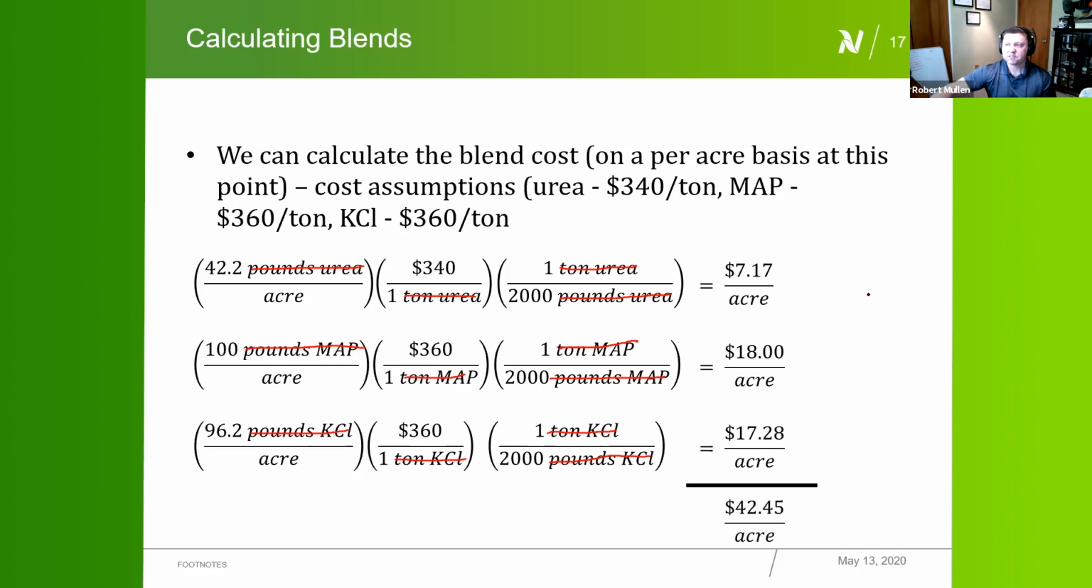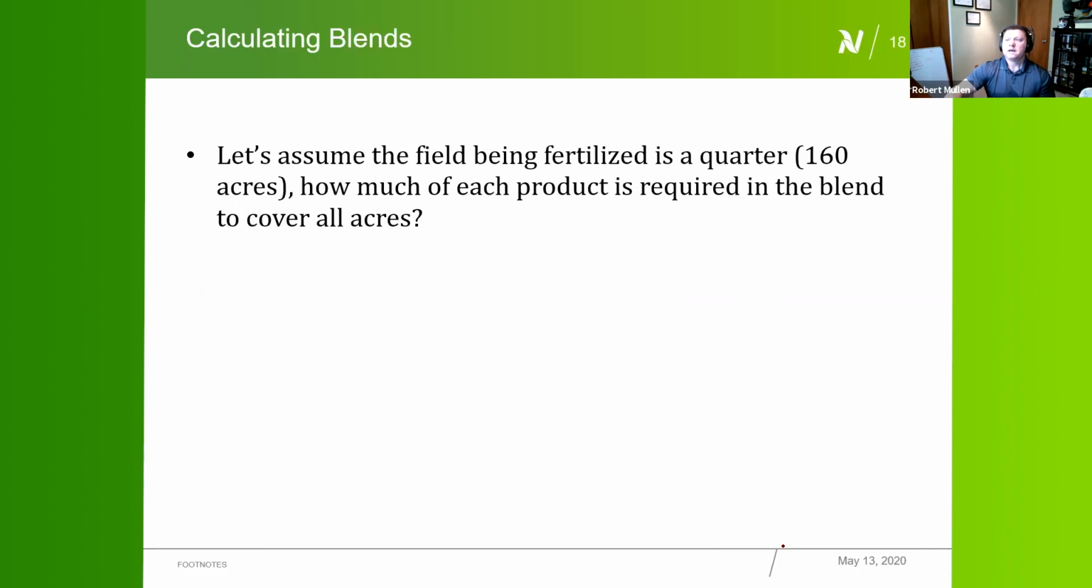So my total cost, if you're looking at a dry blend of these three products, is going to be $42.45 per acre. Now, just to make this a little bit more complicated, let's assume I'm fertilizing a quarter, 160 acres. How much of each product is required in the blend to cover all acres? So this is another level of complexity.